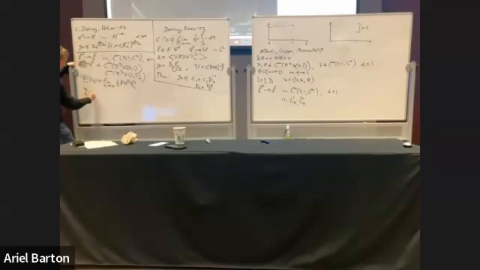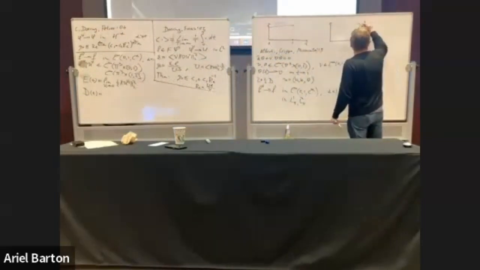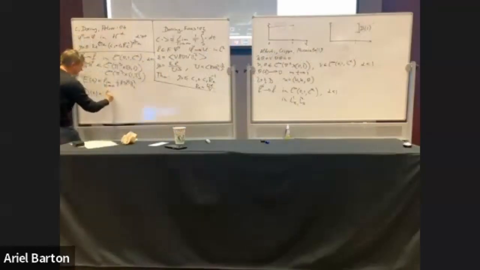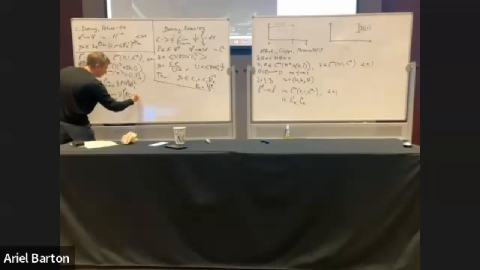Capital D is going to be the function that describes the dissipation anomaly. So what is capital D? It's going to be the limit as nu_j goes to 0 of nu times the integral from 0 to t of the L2 norm of the gradient of u squared.